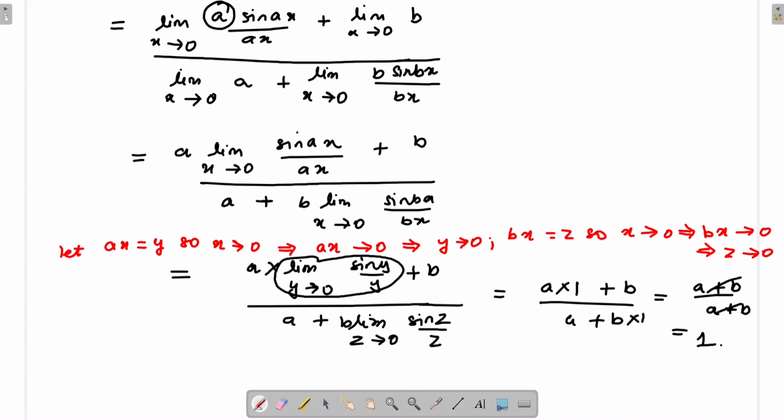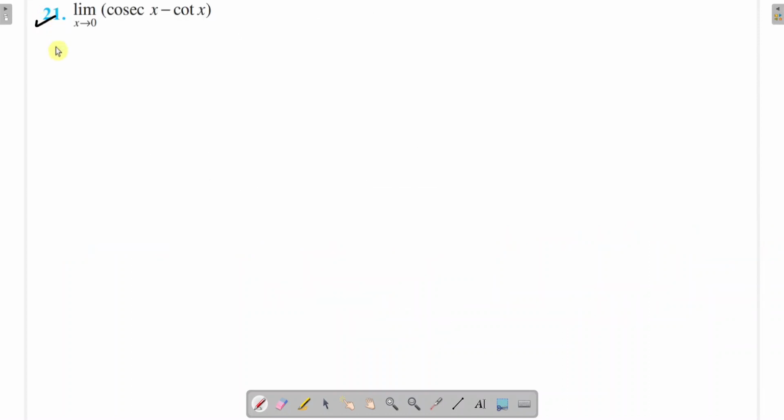Now let us go to the next, 21st problem. You first evaluate this as it is: cosec of 0 minus cot of 0. Cosec of 0 is infinity, minus cot of 0 is also infinity. So this is again a not defined quantity you are getting. So start again.